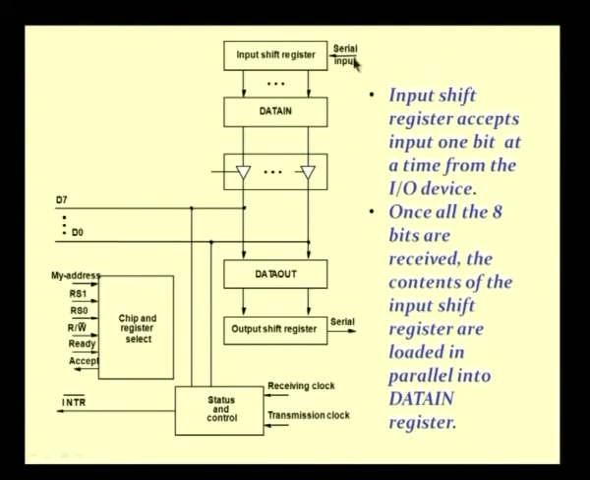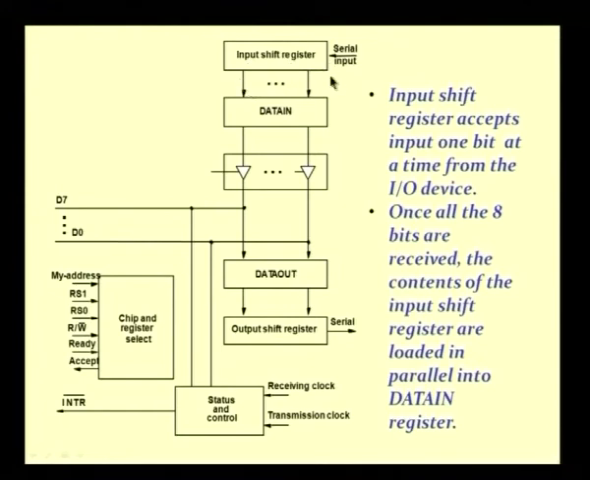So, when you have serial input coming in, it will go into an input shift register. This is the circuit that will be there in the interface circuit. The interface circuit will receive a serial input from the device and put it into a shift register. All of us know what a shift register is, right? So, serial input coming in is stored in the shift register.